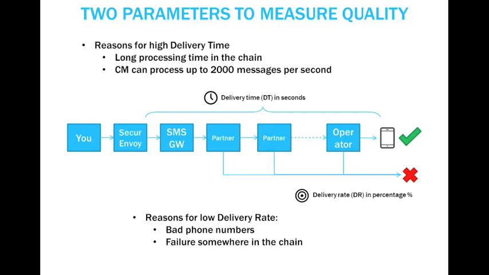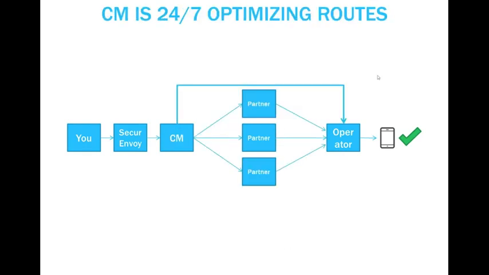The other parameter is the delivery time, and there's usually one big reason for long processing time, which is that somewhere in the chain there's a holdup. At CM we can process up to 2,000 messages per second, but that does not hold for all the partners or operators in the chain. Even some operators cannot manage that many messages. So what do we do about that?